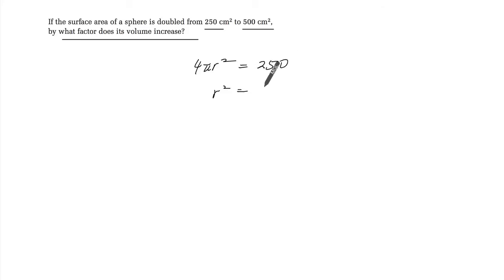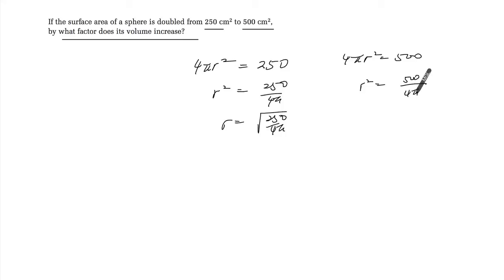then r squared is equal to 250 over 4 pi, and r is equal to the square root of 250 over 4 pi. So if 4 pi r squared is equal to 500, so double, right? R squared will equal just 500 over 4 pi. So the square root of 500 over 4 pi. So the only difference here is that r, right?